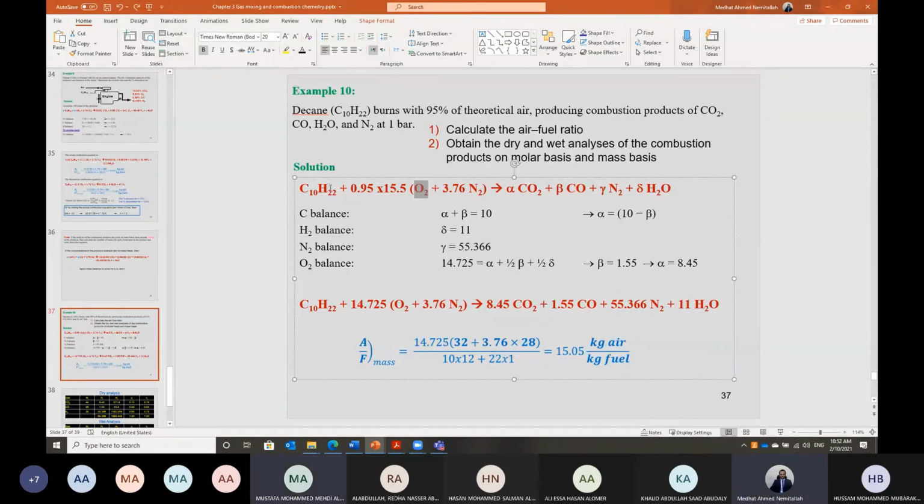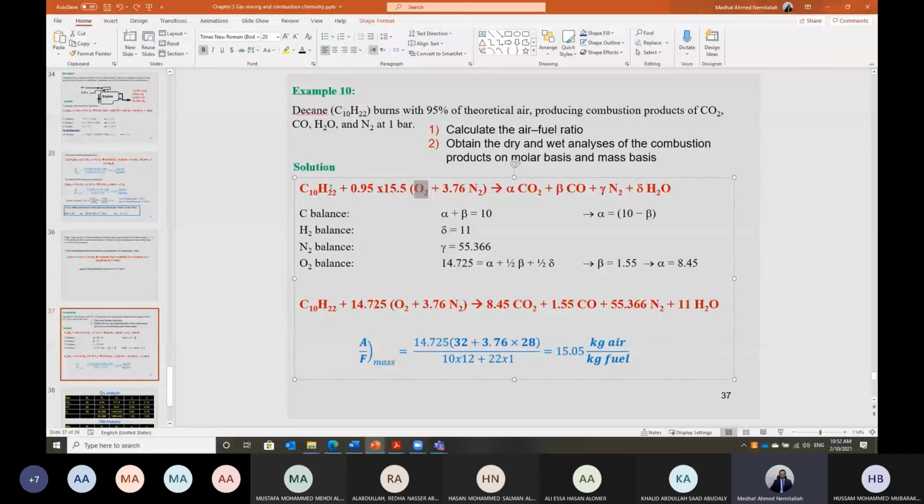Complete or incomplete? Incomplete combustion. So in this case, we should have all carbon converted to carbon dioxide. But actually, we don't have enough oxygen, so some carbon monoxide will appear in the combustion product. And this is what he said. He said the combustion product contains carbon dioxide, carbon monoxide, plus water vapor, plus N2 in this case.